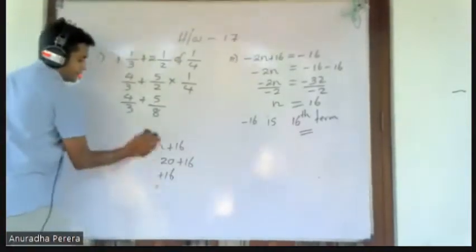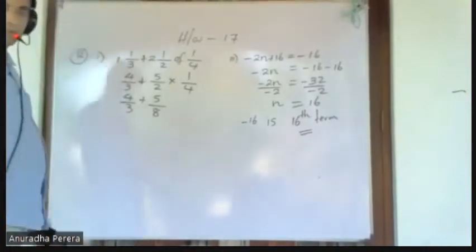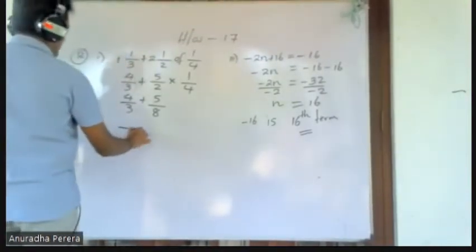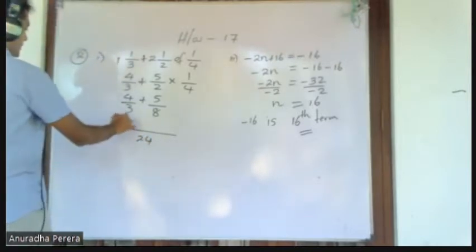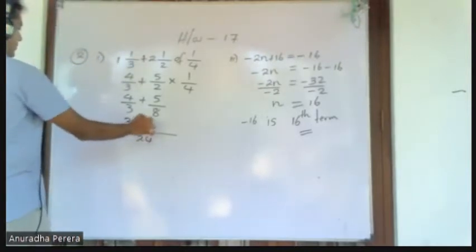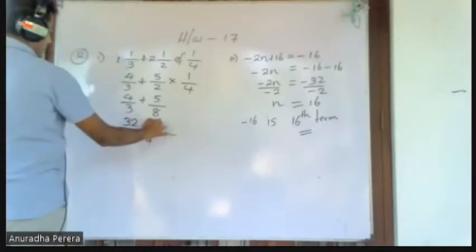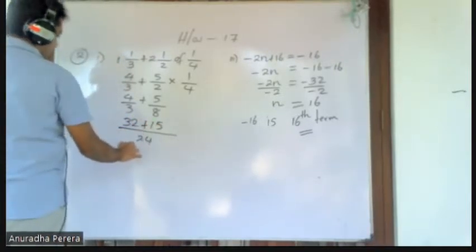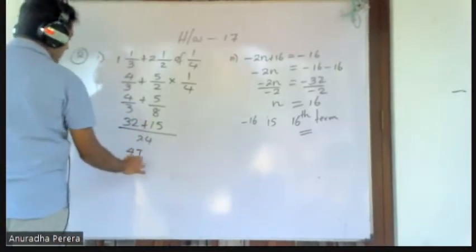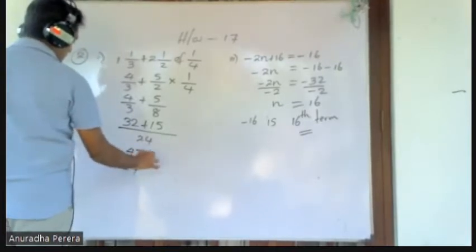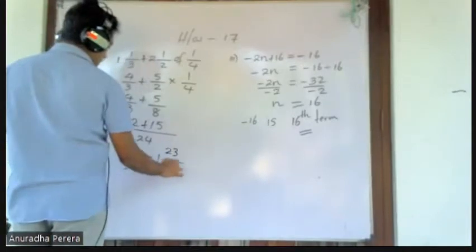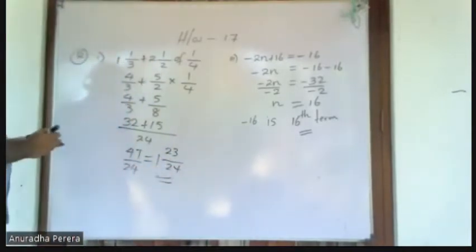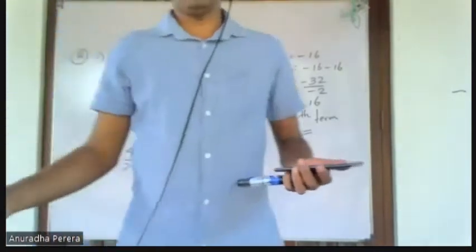What is the common denominator? 24. Divide 24 by 3, 8 into 4, 32. 24 by 8, 3 into 5, 15. 47/24. As a mixed number, 1 23/24. Yes, 1 23/24.